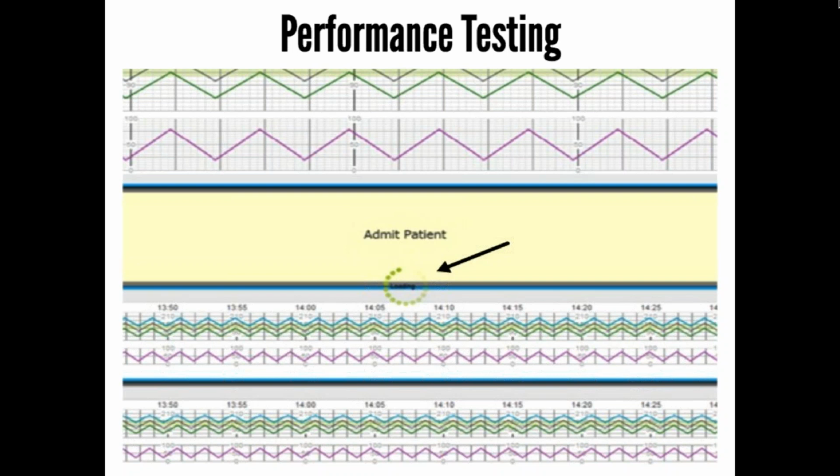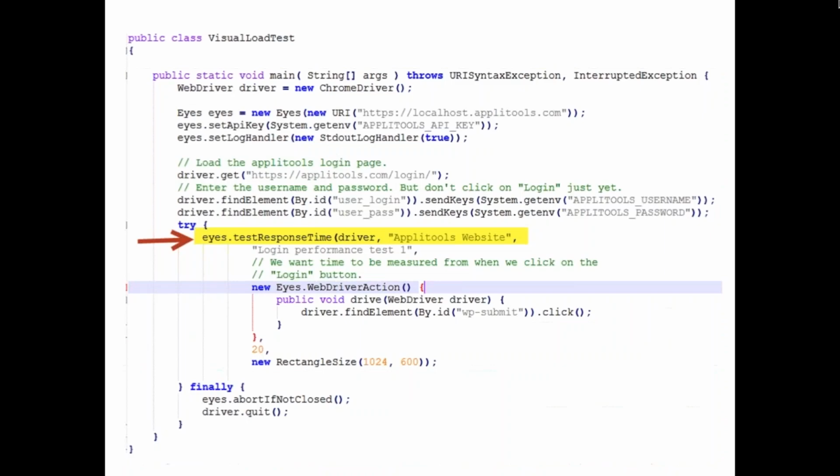Or you could say, make sure within a certain amount of time, the full image that I expect appears. So here's an example of performance testing, and in the script itself, all you need to do is add these eyes.test response time, and then within there you can just tell it to wait a measured amount of time for something to occur. So this is how you can use it for performance testing.